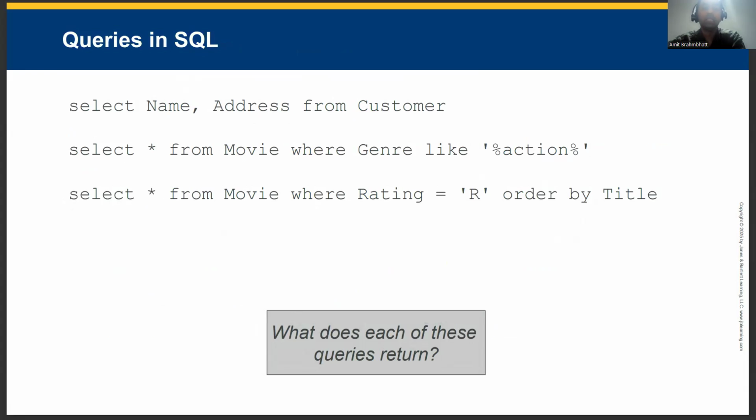Here we see three SQL queries, and the slide asks what each one of them returns. I'll suggest that you pause the slide and try to answer it yourself. Well, the first one retrieves names and addresses from customer table. The second one finds all action movies using wildcard pattern. And the third one selects all R-rated movies and orders them alphabetically by title. These examples illustrate how SQL helps you extract meaningful information from large datasets.